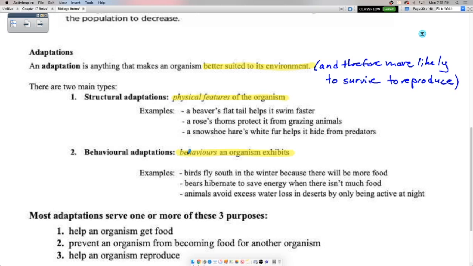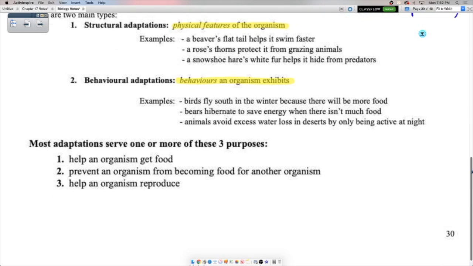In deserts, you find a lot of nocturnal animals. Nocturnal meaning they only come out at night. Why would that be a good idea in the desert? Well, it's so hot during the day. If it's hot, you're losing energy just to keep your body temperature regulated. And if you're using energy, you're losing water, right? So animals avoid losing all that excess water, which is hard to replenish in a desert, by only coming out at night when it's cooler. Makes them more likely to survive and reproduce. Behavioral adaptation, something they do that helps them stay alive.